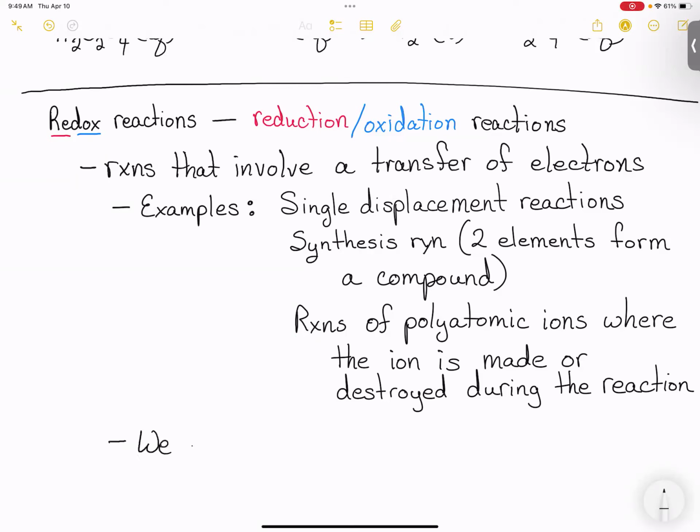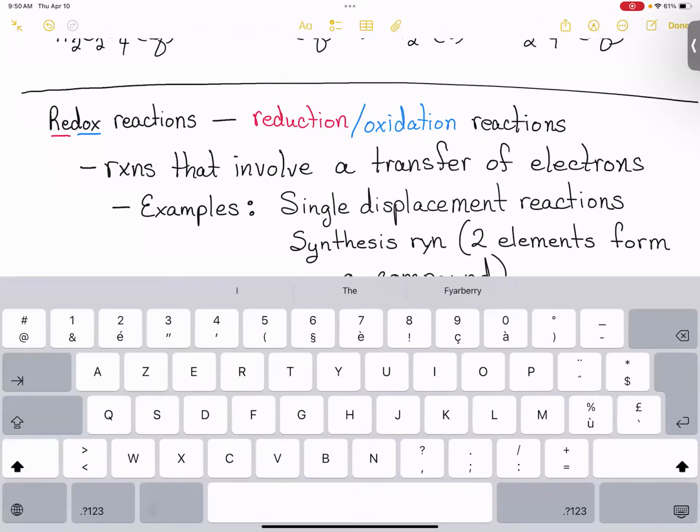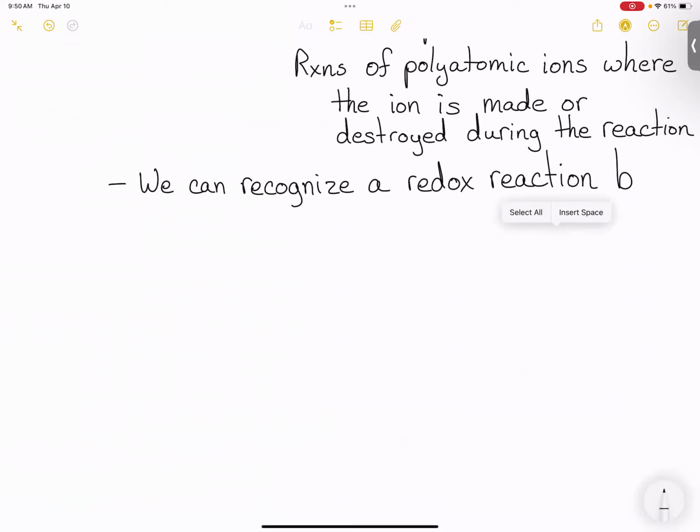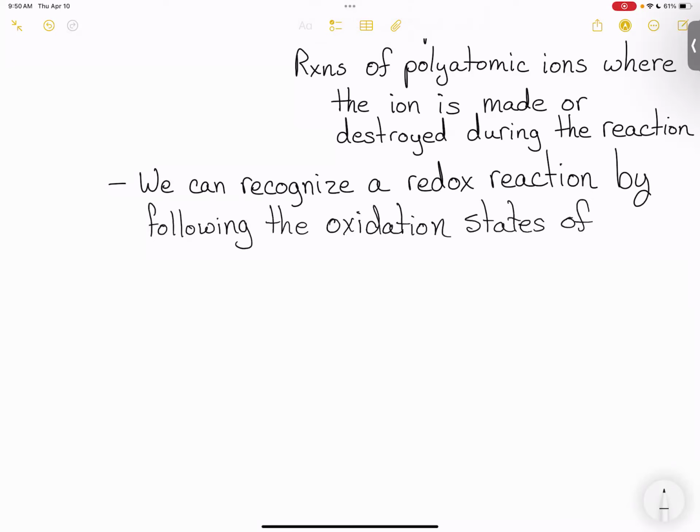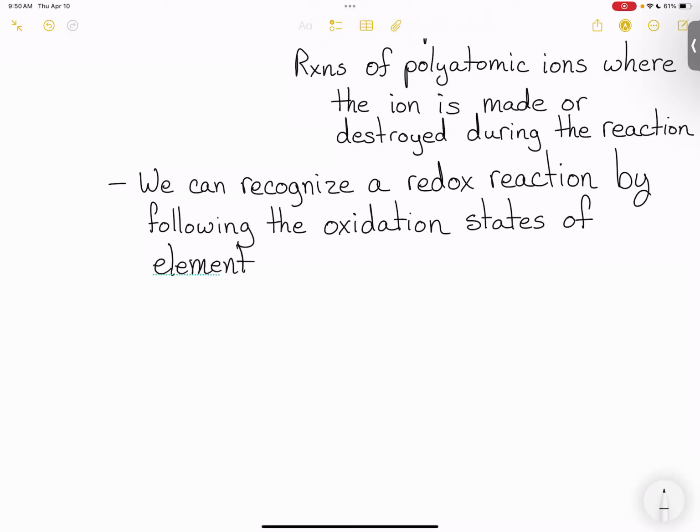We can recognize a redox reaction by following the oxidation numbers or oxidation states of an element, of elements, in the reaction.